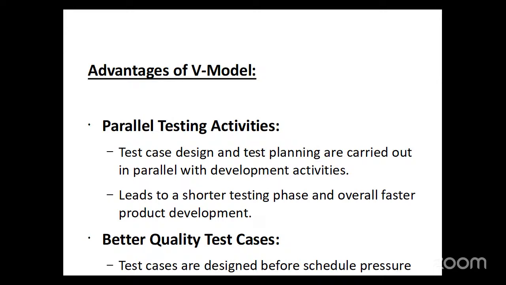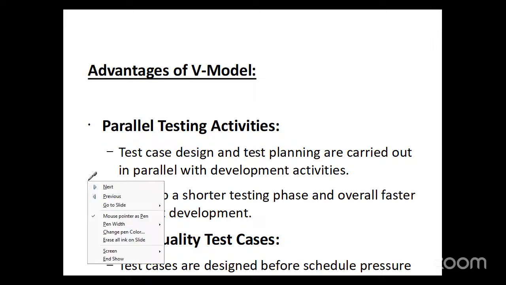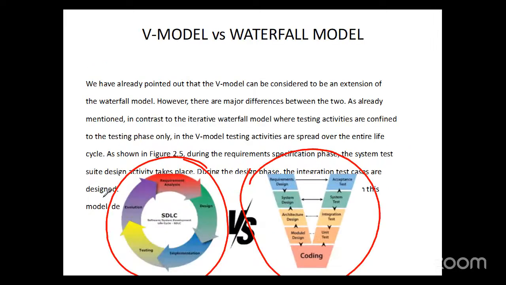Let us see. Parallel testing activities are possible in the V model. If you can see the previous diagram, parallel testing is taking place. Architectural design is taking place, and integration test is taking place. Both of these are taking place simultaneously. System design is taking place, and system test is also taking place. Both are taking place simultaneously.